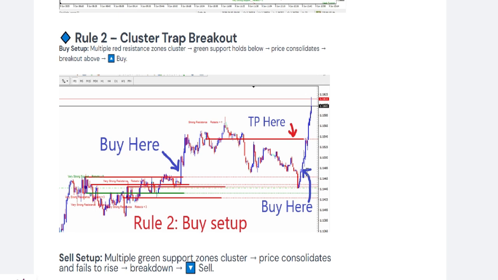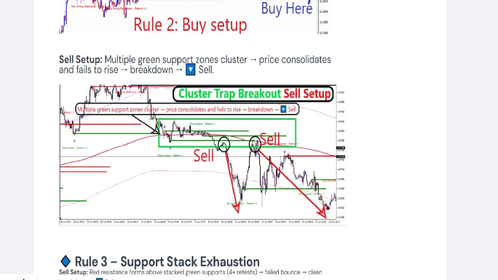So you can buy here. You can put your first take profit here, at the nearby high, or you can put it far above, or you can target a certain number of pips, as you can see. So that was rule number 2, and this is a sell trade for that rule.